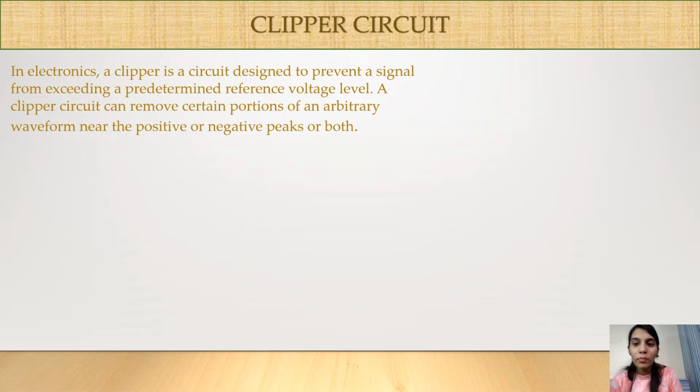So, what is a clipper circuit? Clipper means one that clips something. A circuit which removes the peak of a waveform is called a clipper. Clippers are networks that use diodes to clip a portion of the input signal without distorting the remaining part of the waveform. So now, what is the working of a clipper circuit?